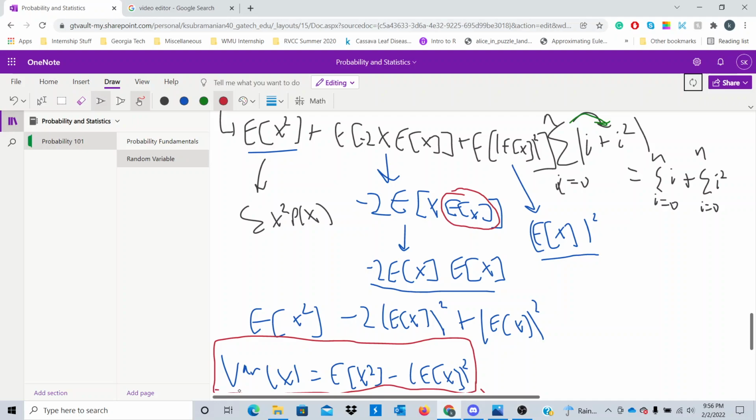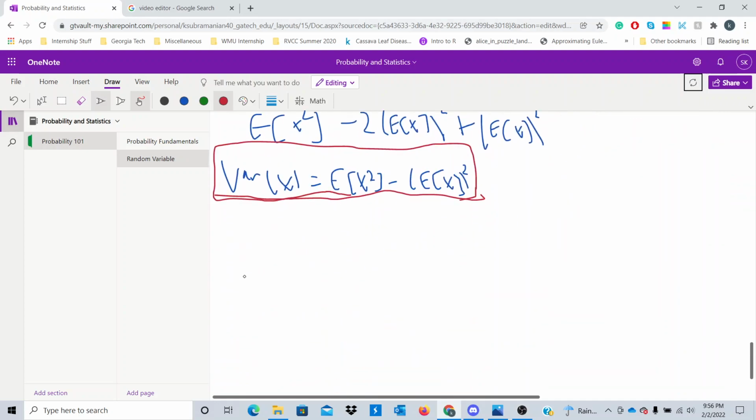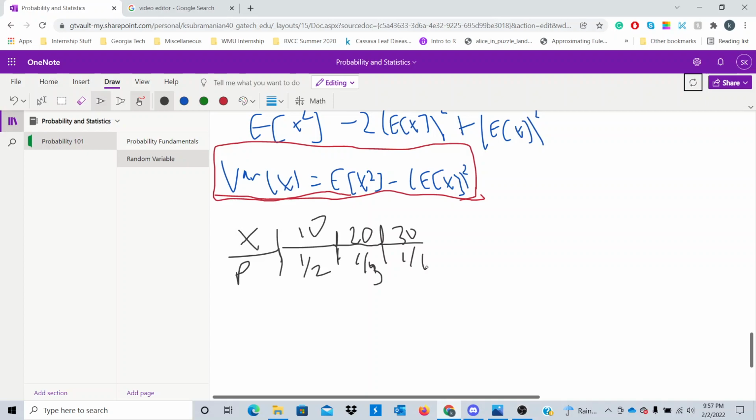So let's make this a little more concrete through an example. Let's suppose we have this table. I have a random variable x, and the possible values are 10, 20, and 30. The probabilities of getting a 10, 20, or 30 are 1/2, a third, and a sixth. Let's make sure these probabilities sum to 1, so that it's a valid distribution. 1/2 plus a third is 5/6, plus 1/6 is 1. So all the probabilities sum to 1.